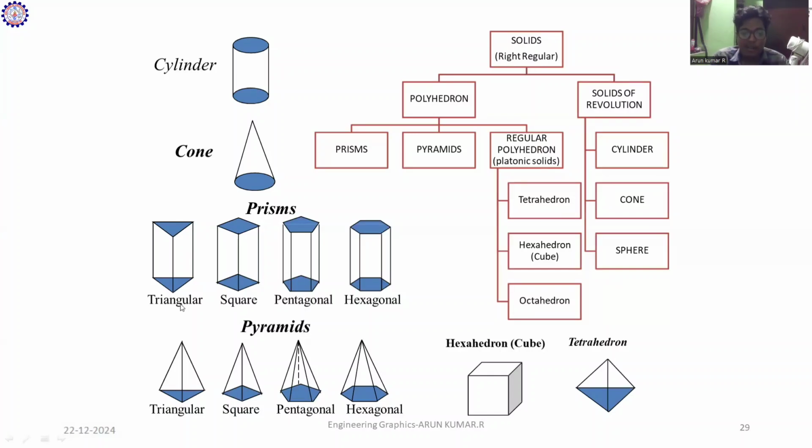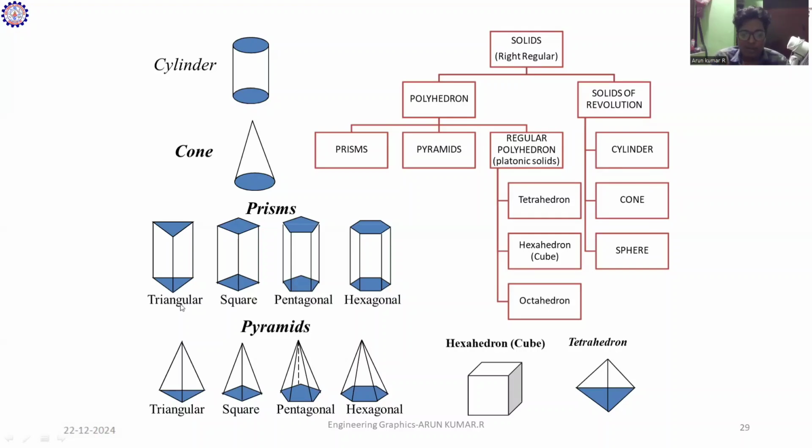Hexagon means it has six sides. So for the six sides, the hexagon plus prism is called a hexagonal prism. Okay, next let's move on to the pyramid category. In the pyramid category, we have only one shape.